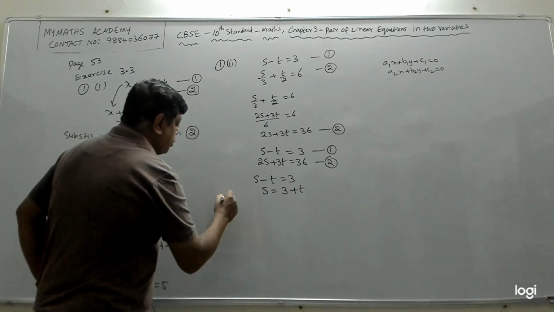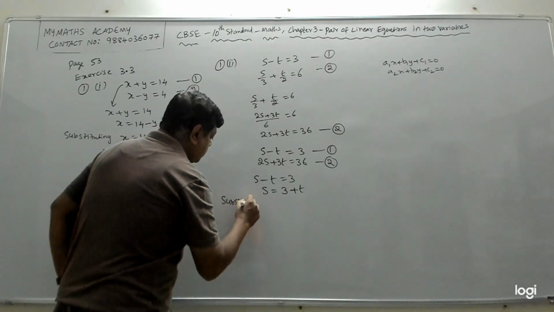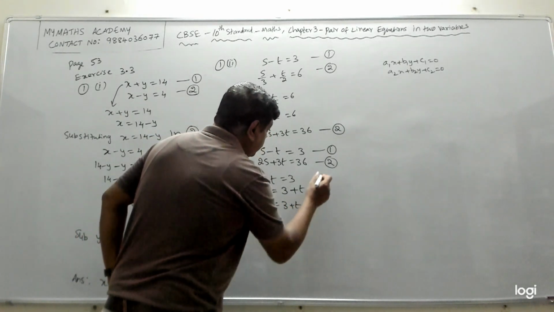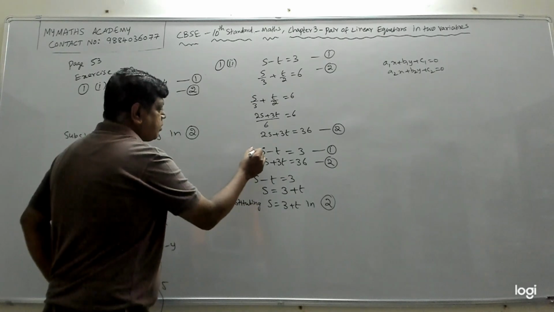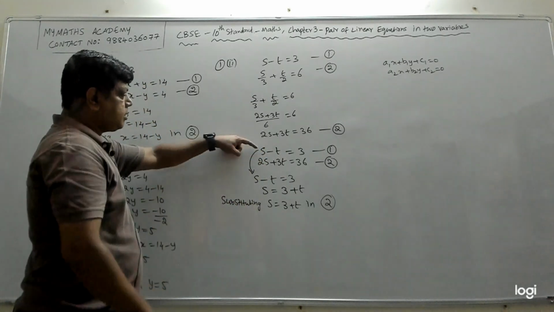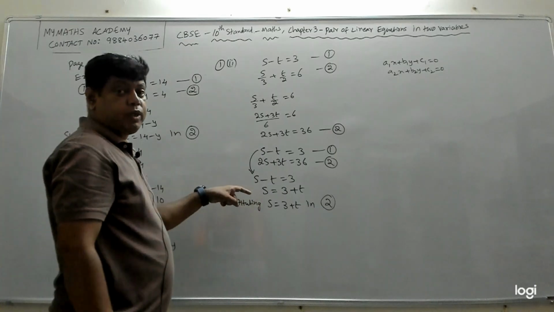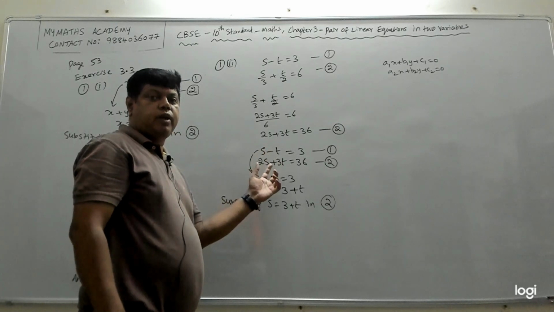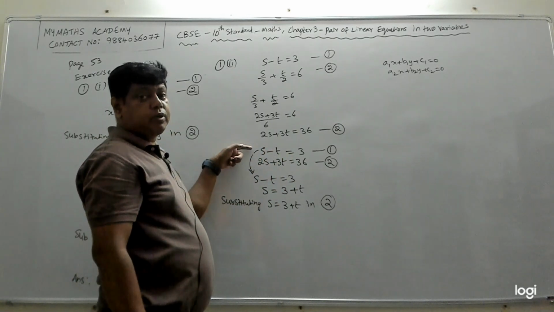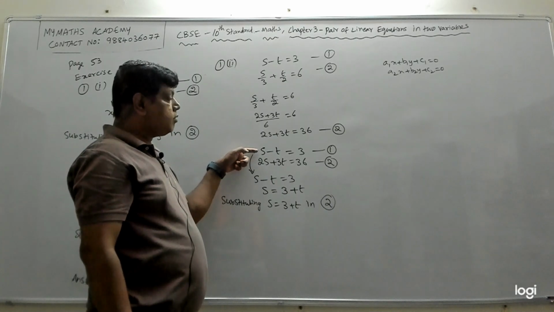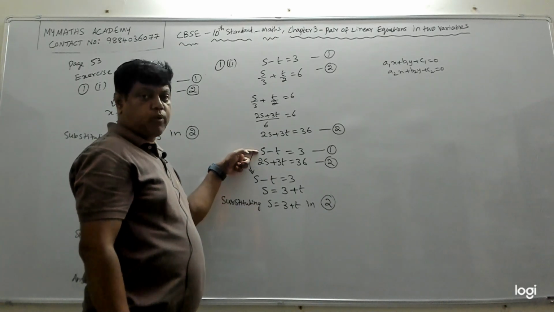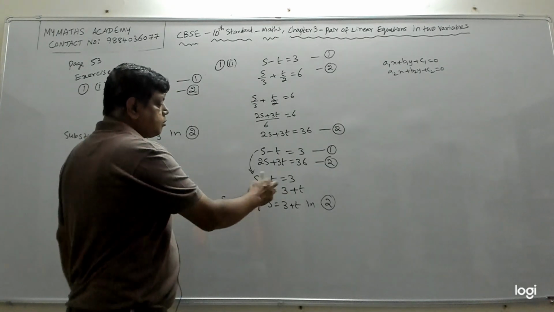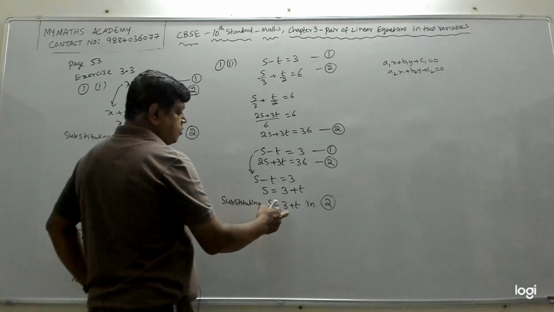So now we are going to substitute s is equal to 3 plus t in the second equation, because this came from the first equation. From this we got s. Why did we choose this equation? We can also take the other one and find s in terms of t, but we chose this because the coefficient of s was 1. So that is easy to express s in terms of t. Now we are going to substitute s is equal to 3 plus t in 2.